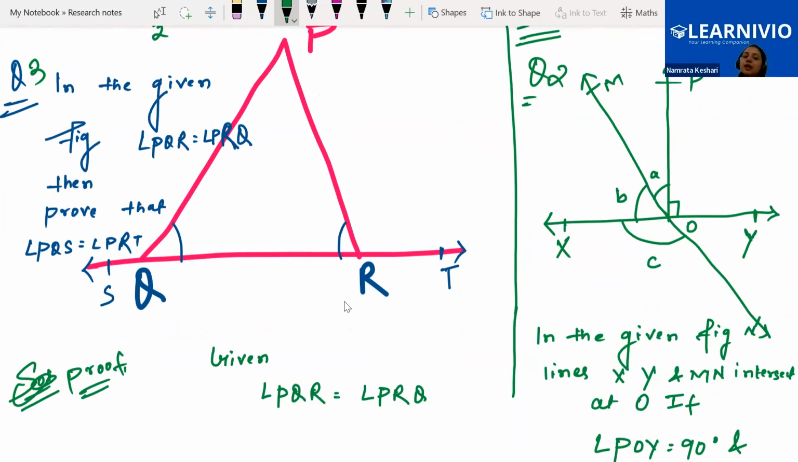Now we have to show that the outward angle is also the same. So can we say that this PRQ plus PRT, this one and the inside one, is a linear pair? Can we say here, angle PRQ plus angle PRT, it's a linear pair, 180 degrees, right? Yes, ma'am.